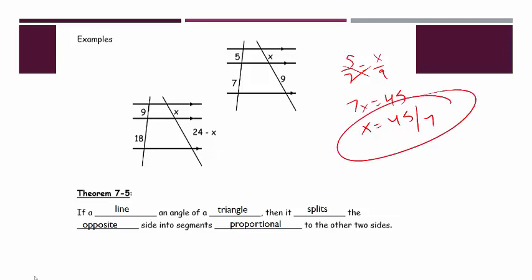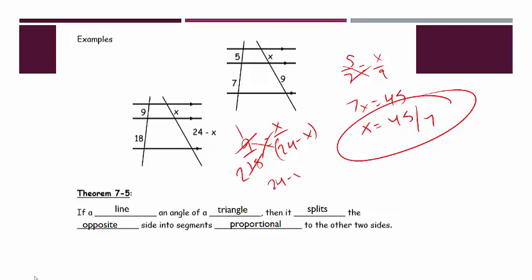If I do 9 over 18, that's going to equal x over 24 minus x. You just make sure that you distribute when you go ahead and solve all that out. What I'm actually going to do is reduce 9/18 to 1/2, because I think that's easier to work with.